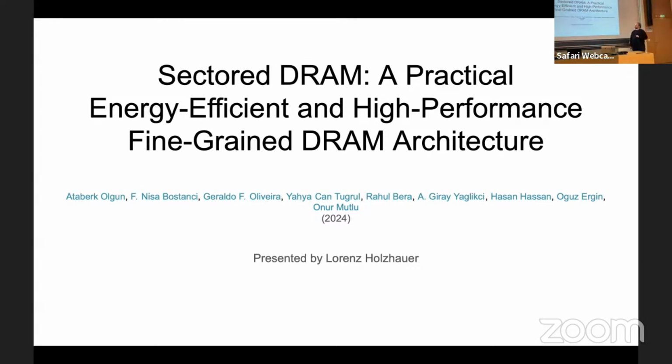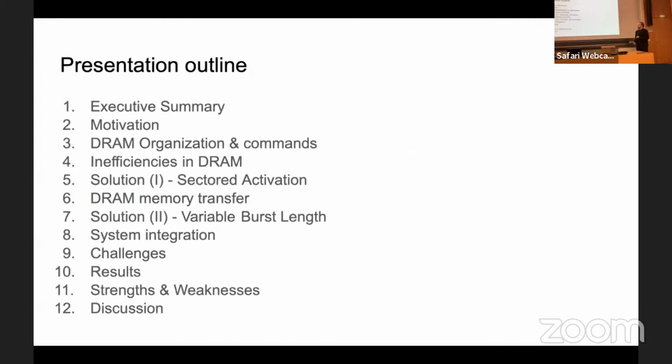As Atabek already said, today I'm going to present a paper on Sector DRAM, a practical, energy-efficient, and high-performance fine-grained DRAM architecture. The way this talk is going to be structured is I'm going to give you a quick executive summary and highlight the motivation of the paper. Then I'm going to explain how DRAM normally works, both how it's hierarchically organized and the commands it uses. I'm going to highlight some inefficiencies in those, and then I'm going to show you how the paper approaches improving on those inefficiencies. Then I'm going to explain how DRAM usually transfers memory between the memory chip and the processor, and also highlight some inefficiencies in that process, and then show you how the paper tries to improve on those inefficiencies.